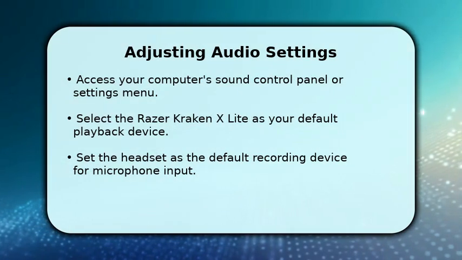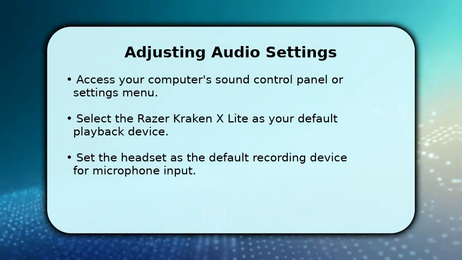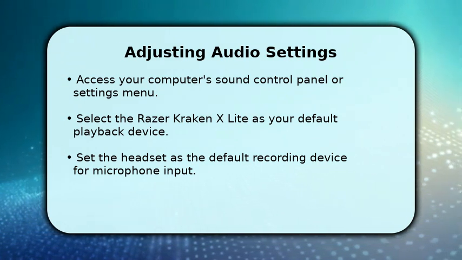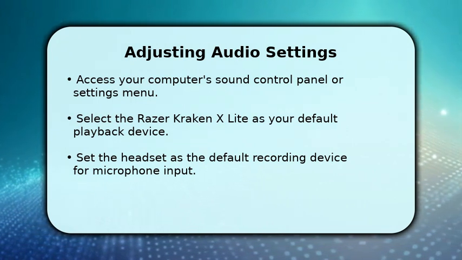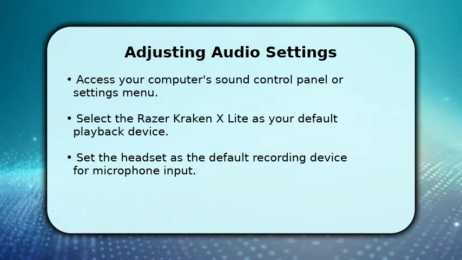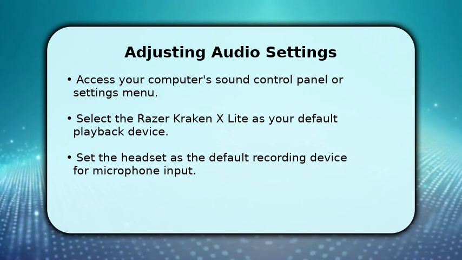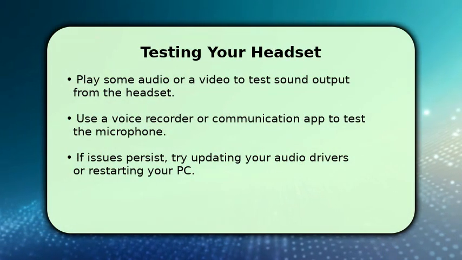Now, let's fine-tune your audio. Navigate to your PC's sound settings, usually found in the control panel or system settings. Under the Playback tab, right-click on the Razer Kraken X Lite and choose Set as Default Device. Do the same under the Recording tab for the microphone. This ensures all sound output and input go through your new headset, providing a seamless audio experience for gaming or calls.